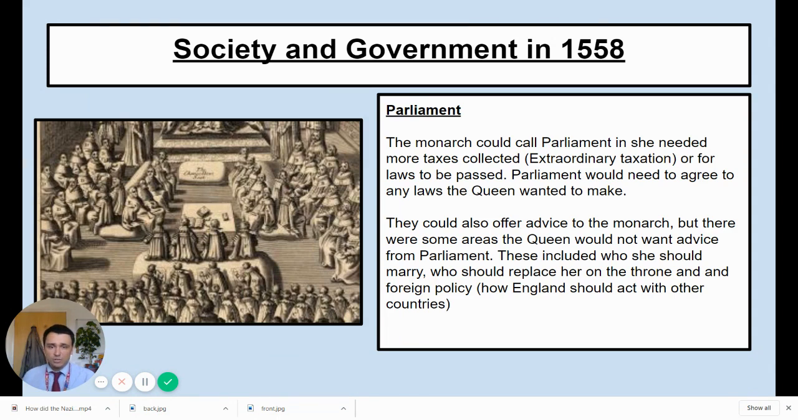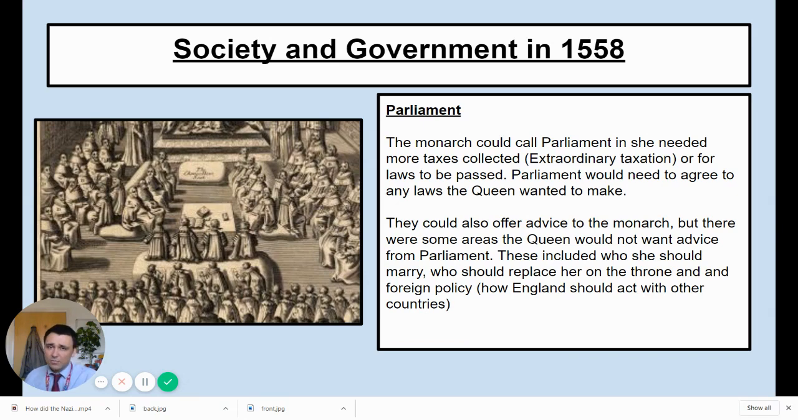But it's not just those people as well. You've also got Parliament as well. And if the monarch needed extra money, then the monarch could call Parliament if they needed what we call extraordinary taxation. That's where normal taxes aren't enough. The country needs more money, so for example, to prepare for an army, and so you need Parliament to come along to agree to collect more taxes to give to the Queen. And Parliament would also need to agree to any laws that the Queen wanted to make, although Parliament tended to do that straight away. They didn't really argue with the monarch here. Parliament could also offer advice to the monarch as well.